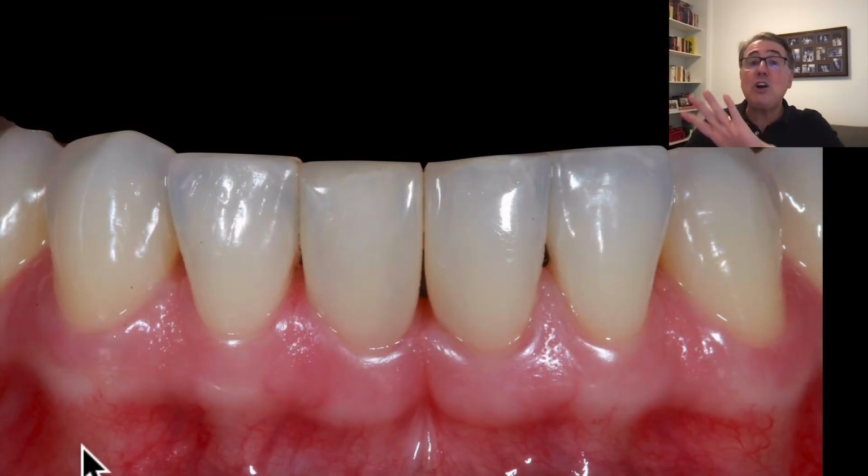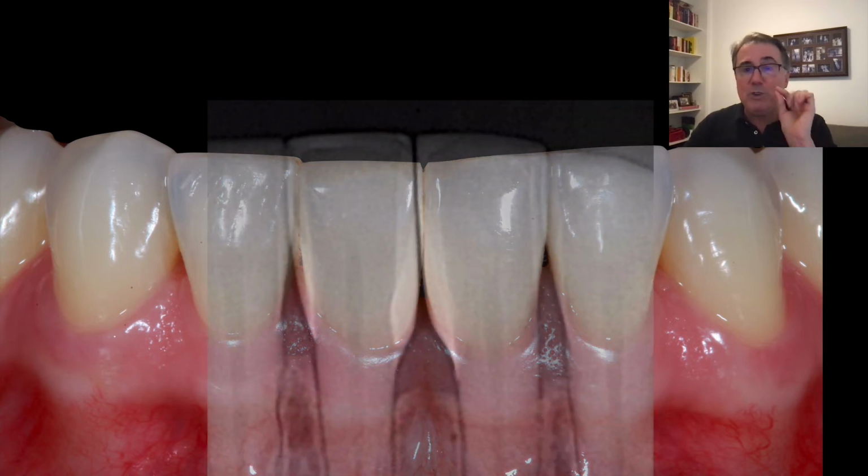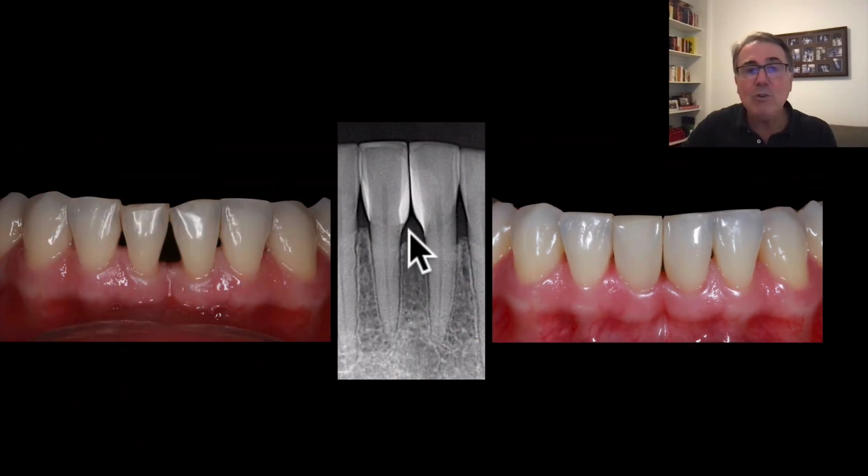So I didn't cover the whole surface of the tooth. I just closed the embrasures. That's it. And put a little bit on the incisal edge. But the most important thing here is not what we see here, but what we see when we take an X-ray. Look at how well adapted the composite is in this area here.